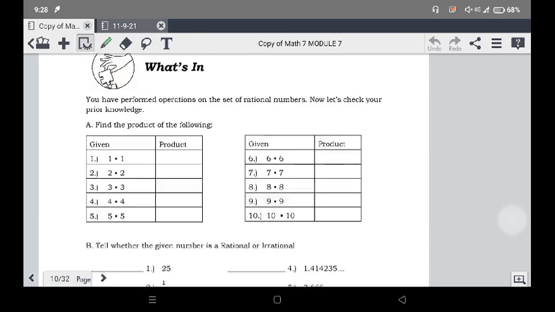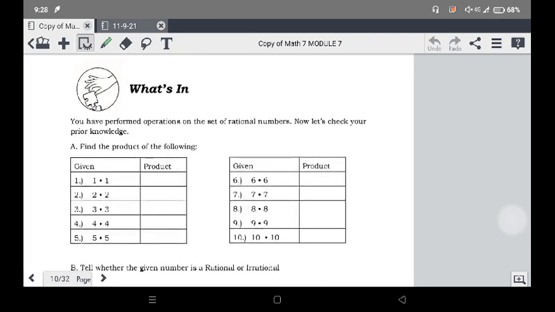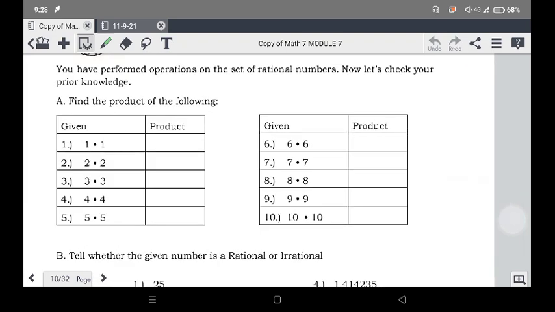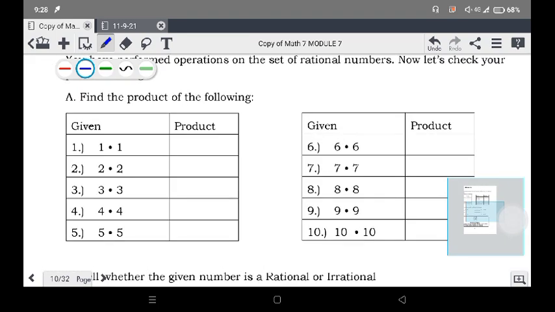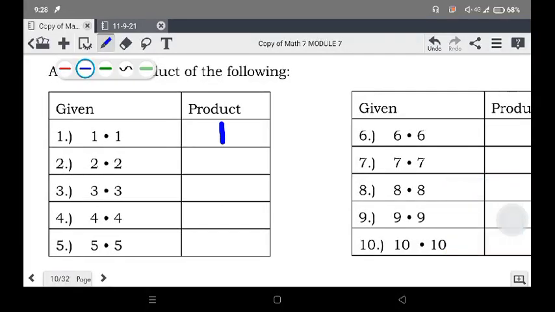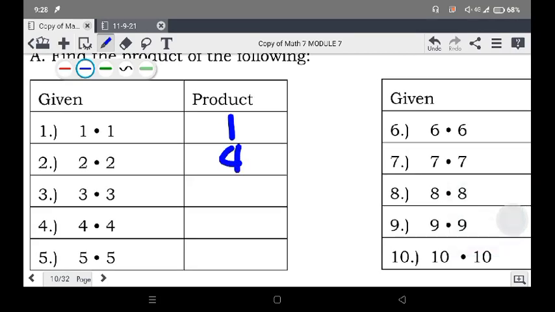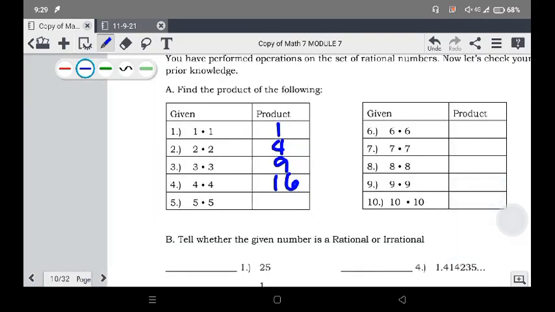Okay. Let's start with what's in. Here, you have to find the product of the following numbers. So, when you say product, you have to multiply them. Like, say, for example, number 1, you have 1 times 1. Of course, the product is equal to 1. Then you have 2 times 2, the product there is 4. 3 times 3, you have 9. 4 times 4, you have 16. Okay. So you do that one until you reach number 10.